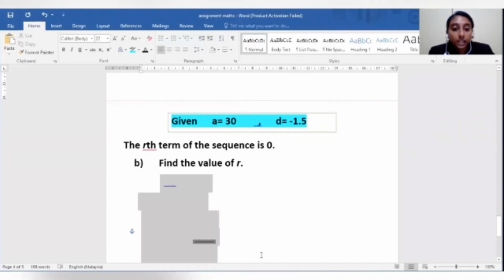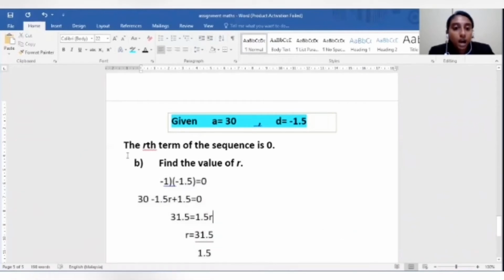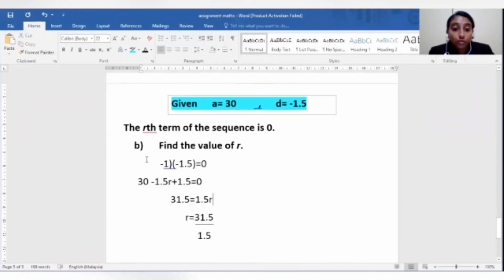And the last one: we can see here, the R term of the sequence is 0. Find the value of R. How do we find the value of R? They have already given the first term is 30 and the common difference is negative 1.5. So we just use the formula, the first term, which is 30, plus R minus 1, and then the last term is negative 1.5.